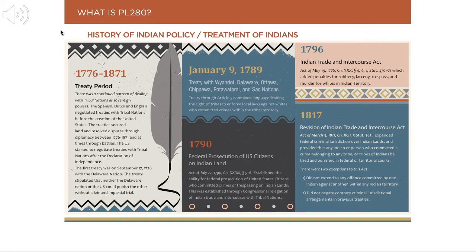In 1817, the Indian Trade and Intercourse Act was revised, and it expanded federal criminal jurisdiction over Indian lands, and provided that any Indian or person who committed a crime belonging to any tribe be tried and punished in federal or territorial courts. There were two exceptions to this act. First, it did not extend to any offense committed by one Indian against another within any Indian territory. Second, it did not negate contrary criminal jurisdictional arrangements in previous treaties.